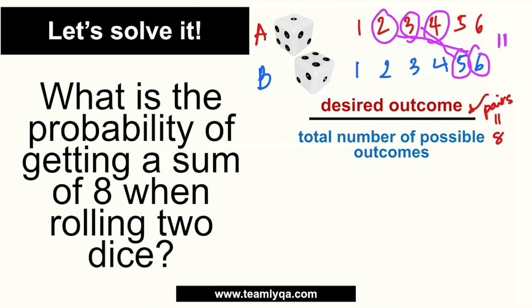Kung 4 si A at 4 si B, that would be the third situation. So, tatlo na sila. Kung 5 si A at 3 si B, that would be your fourth. And then, kung 6 si A at 2 si B, that would be your fifth. Okay? So, ibig sabihin, limang possible combinations yung pwedeng lumabas. It's either 2-6, 3-5, 4-4, 5-3, and 6-2. Lima yung pumasa sa ating standard.